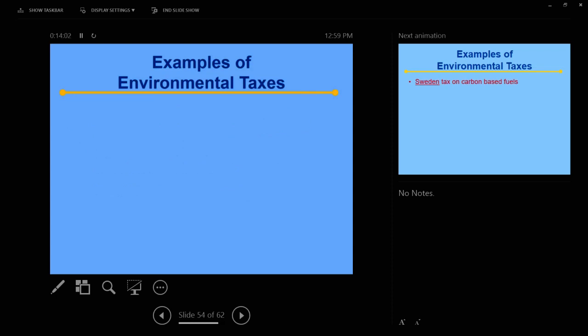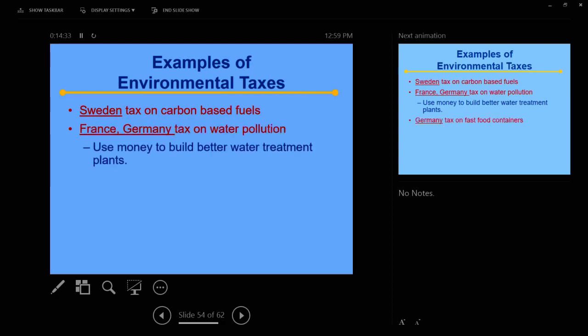Let's talk about some examples of what we might consider to be actual environmental taxes. Well, take a look at Sweden. Sweden has a tax on carbon-based fuels. Now, they're not the only one, but we don't have a tax on carbon-based fuels. So think about it. If we had a tax on carbon-based fuels, then we would have a green tax at the gas pump. We would have a green tax on electricity. So Sweden has been very ambitious. This is a pretty sweeping, overwhelming tax, but they're not the only ones to have it.